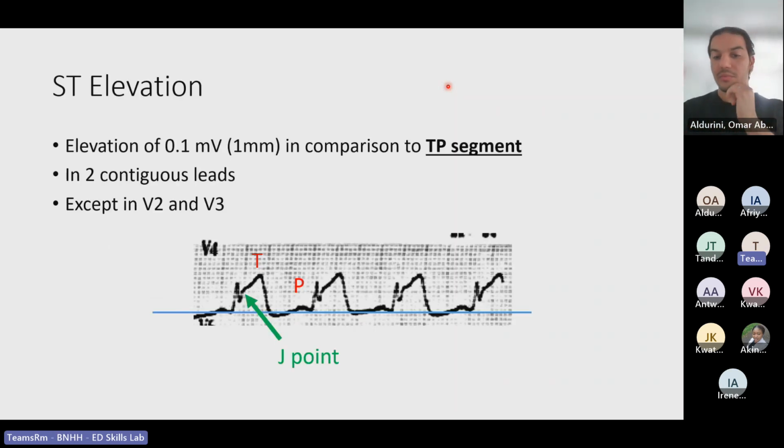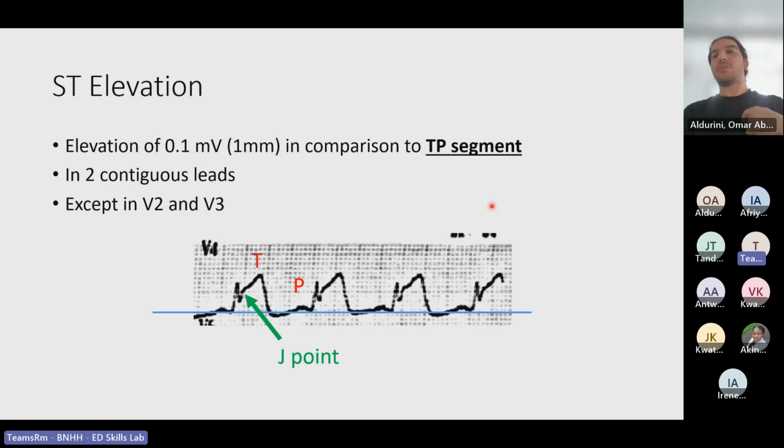As before, we usually compare the J point with the baseline, which is the TP segment. And we have to have this change in at least 2 leads or 2 cameras in the same wall to take the decision that this is a significant change. This will apply to all the leads except lead V2 and V3.